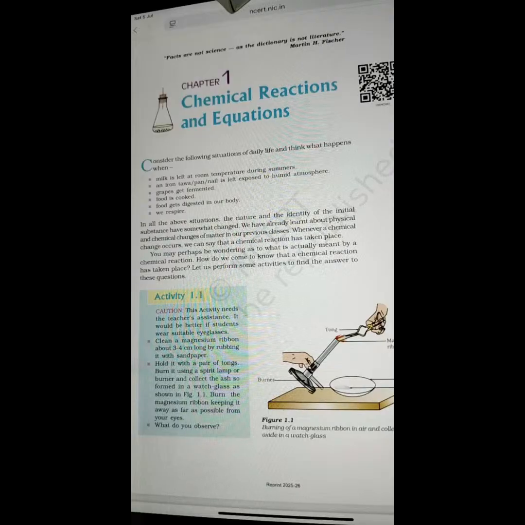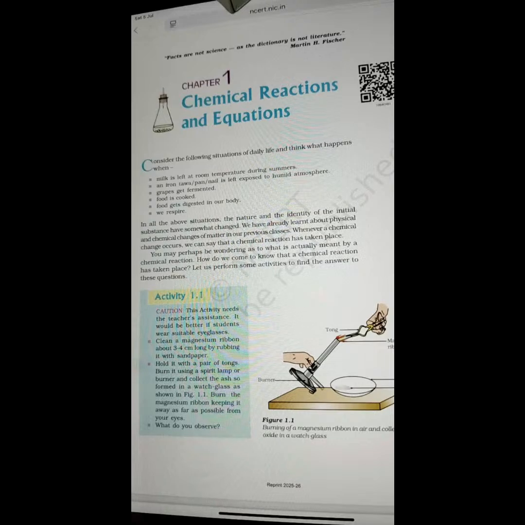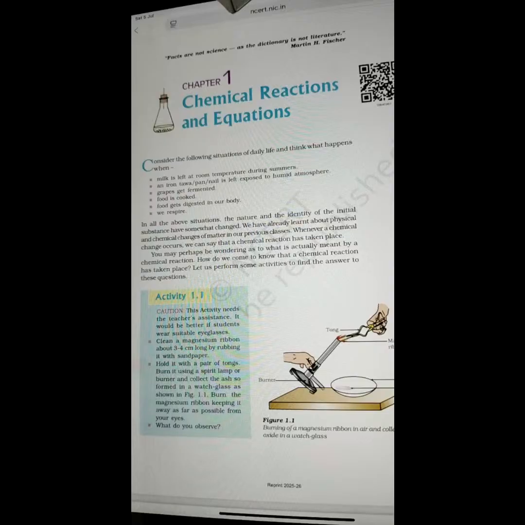Let's begin with the reading of Chapter 1, Chemical Reactions and Equations. Class 10 Science, taken from NCERT, that is being followed in CBSE.